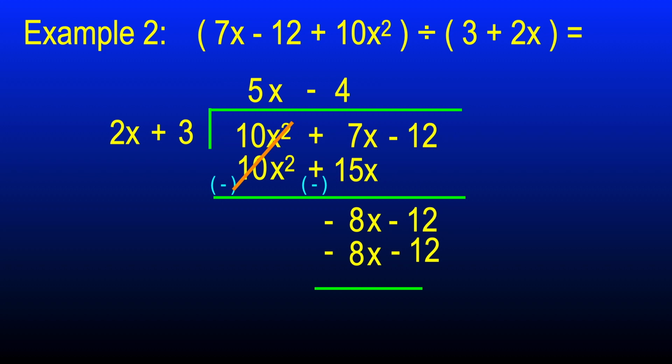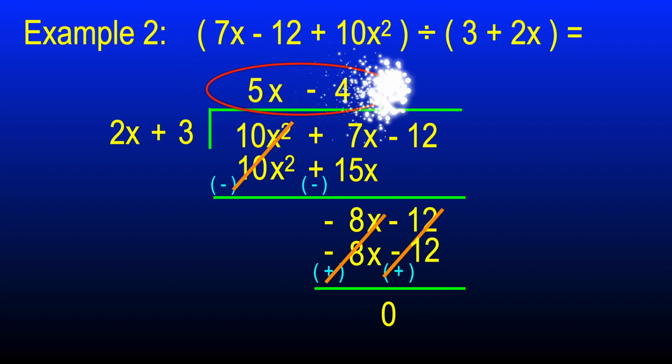Ayan. Change the sign to opposite. So, negative magiging positive. Ayan. And then simplify. So, 0 na yan. Cancel na lang. Ayan. So, the division is exact, 0 or no remainder. So, the quotient is 5x minus 4.